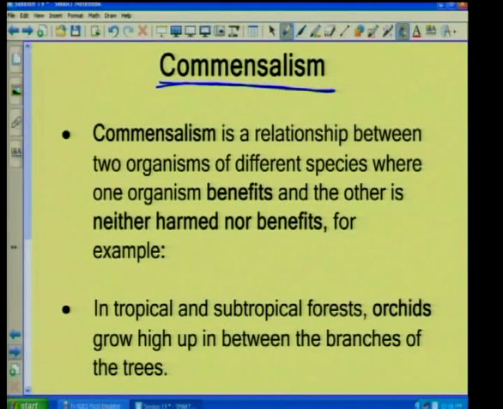If we look at commensalism, so now let's just recap. Parasitism, one of the organisms benefits and the other one is harmed. Mutualism, they both benefit. And commensalism is the relationship, and here is the same in every one of the definitions, between two organisms of different species where one organism benefits and the other is neither harmed nor benefits. In other words, it doesn't care that there's any benefit being derived.